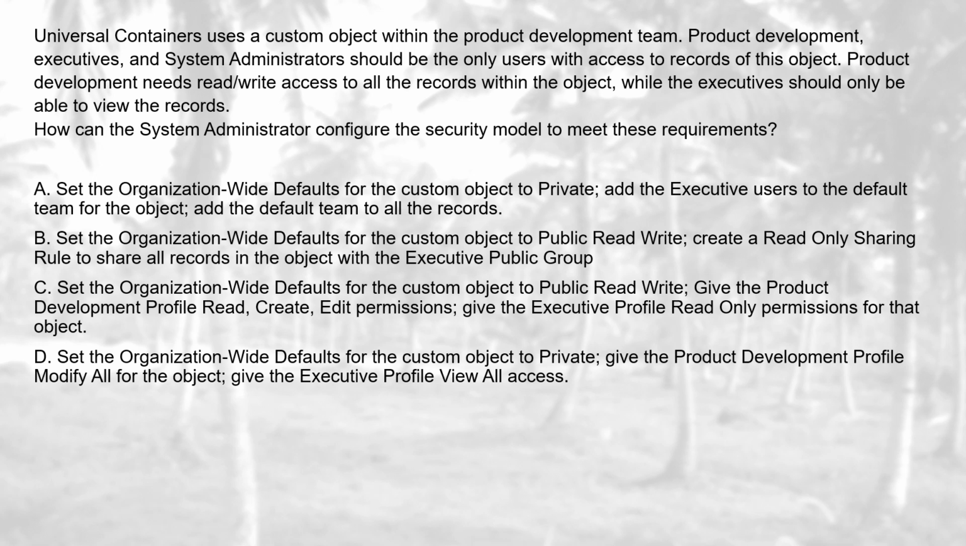C, set the organization-wide default for custom object to public read-write, give the product development profile read, create, edit permissions, give the executive profile only permissions to read, right? So that one is so perfect. It addresses both issues, that the product development team needs to be able to edit everything and the executives can only read it. Let's see what the next one is. Set the organization-wide defaults for the custom object to private, give the product development profile modify all the object, and give the executive profile view all access.